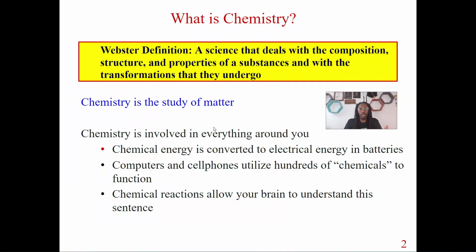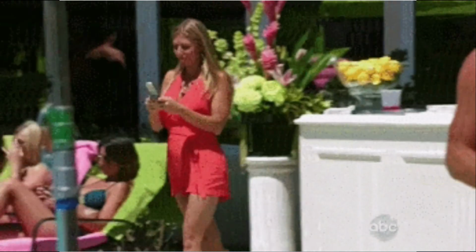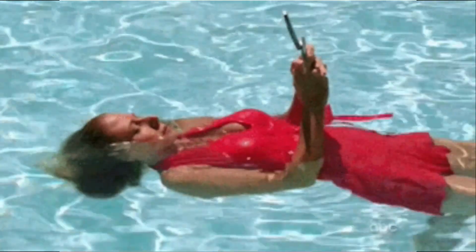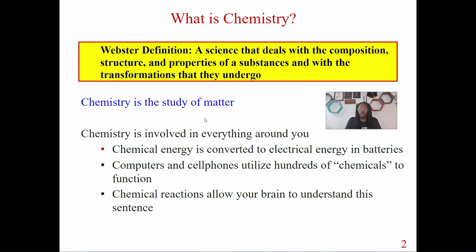Because of that, chemistry is all around us. It takes chemical energy when we're looking at our phones, or if we have any type of games, or anything we're doing, the lights, chemical energy is involved in there. Computers and cell phones, there are many of these functions going on for these things to work. And even if we think about our body, we have chemical reactions literally taking place as I talk to you right now. So every single thing involves chemistry. That's how we have to think about this.